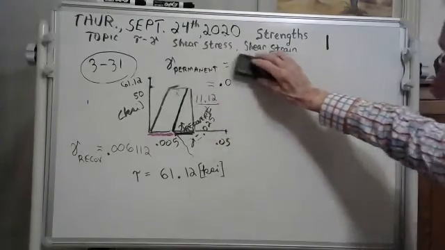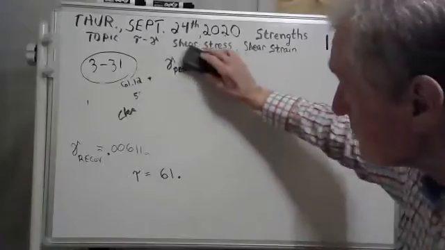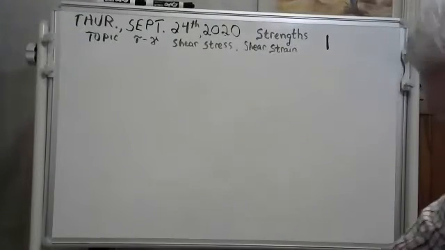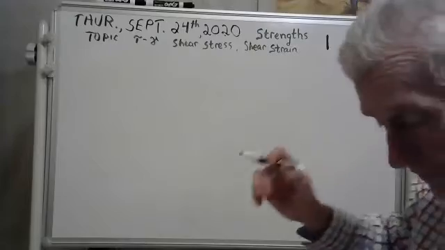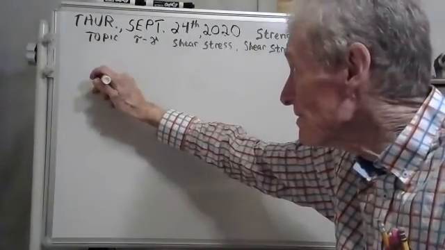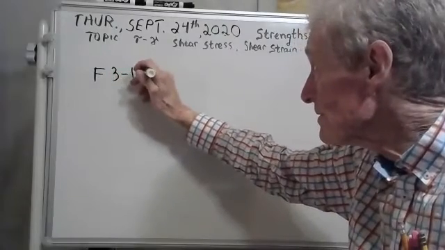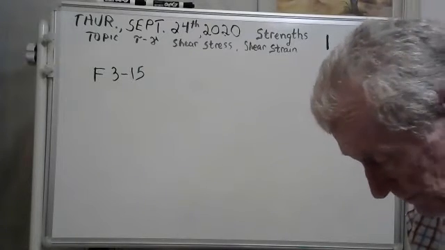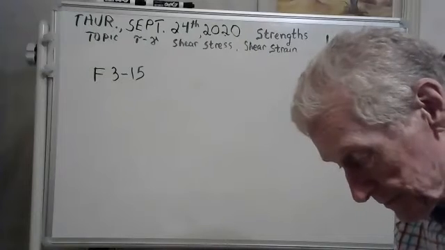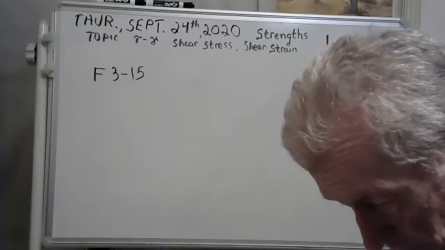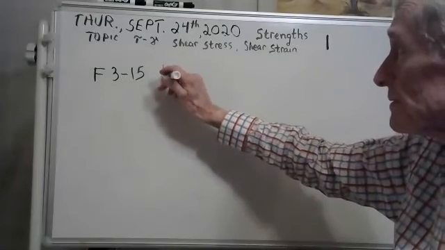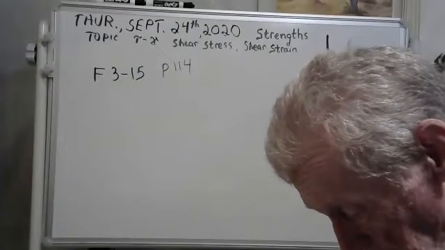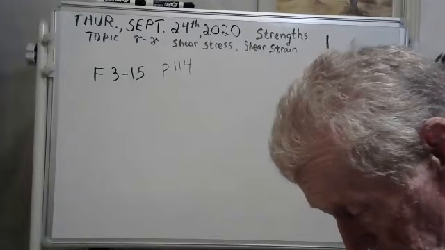Now, the topic today is shear stress and shear strain. And I thought we could do fundamental problem F3-15. Okay, help me find it. Help me find F3-15. Let's shop around here. I found it. It's on page 114. You've got a 20 millimeter wide block firmly bonded to a rigid plate.